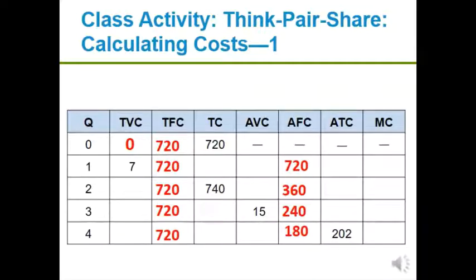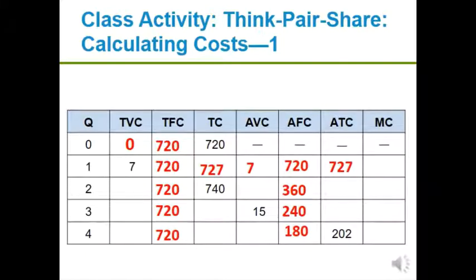From here, we can look at these various quantities. Let's start when quantity is 1. It's relatively straightforward to calculate the total cost here because we have the variable cost and the fixed cost. So 7 plus 720 is 727. We can also calculate our averages. Our average variable cost is just that total variable cost divided by the output. And our average total cost is just that total cost divided by the output.